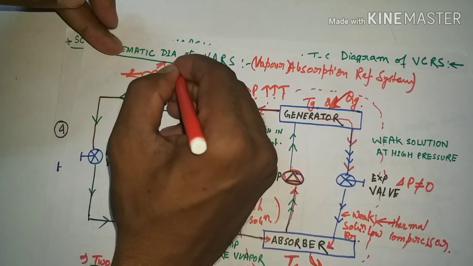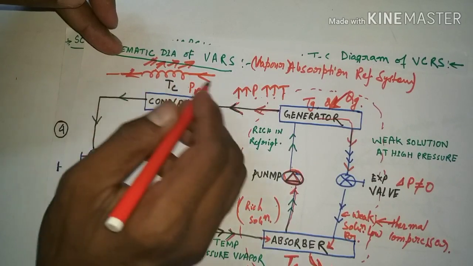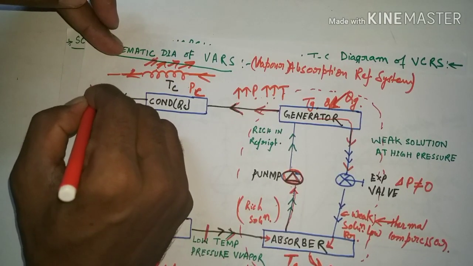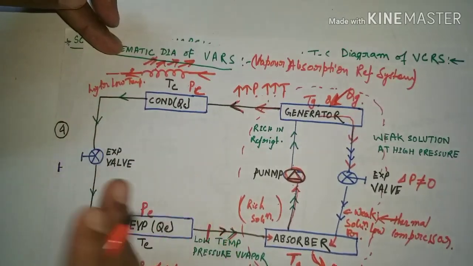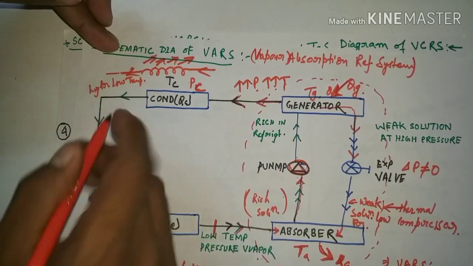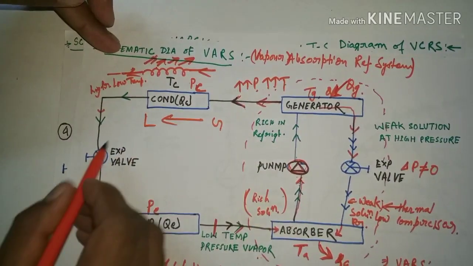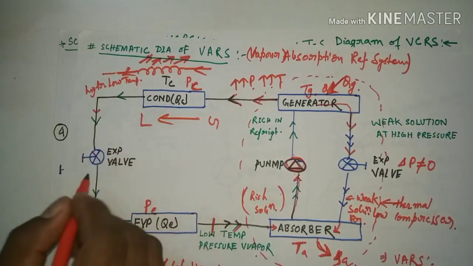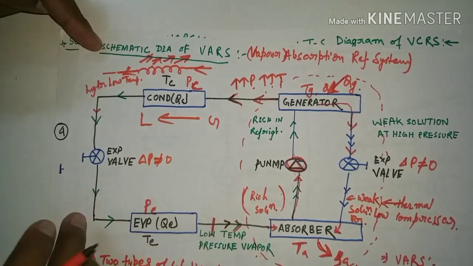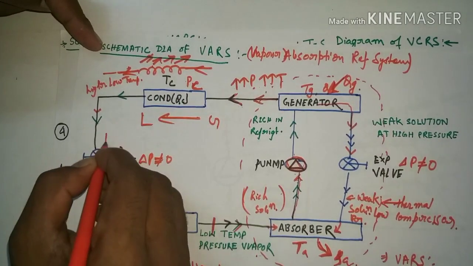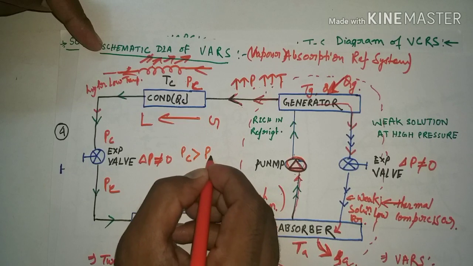What happens? It rejects heat to the atmosphere. By rejecting heat, this high temperature, high pressure refrigerant is converted into high pressure but low temperature refrigerant liquid. That means here is gas and here is liquid. This high pressure, low temperature refrigerant again comes into the expansion valve, and in the expansion valve pressure changes occur. Here is PC and here is PE, and we have to know that PC is always greater than PE.